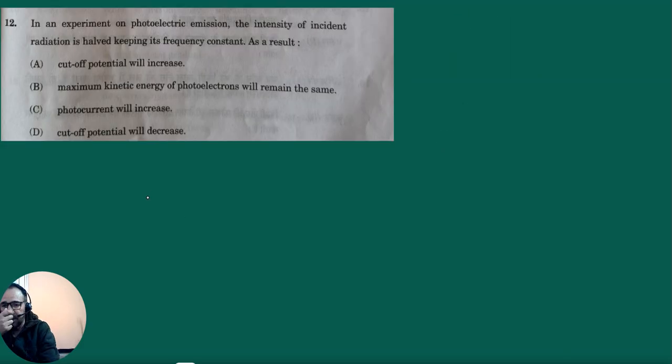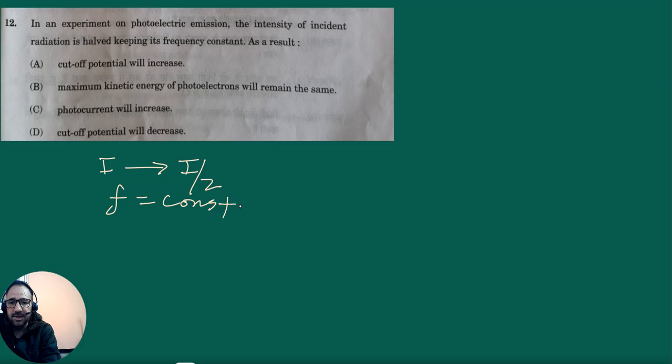Let's come to the next. In an experiment of photoelectric emission, intensity of incident radiation is halved. It means intensity of incident radiation becomes half, and frequency is constant, according to the data given in the question. And maximum kinetic energy of photoelectron will remain same. Cutoff potential will increase. Photocurrent will increase.